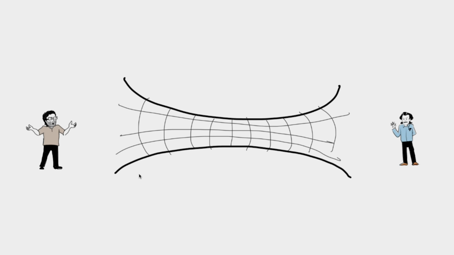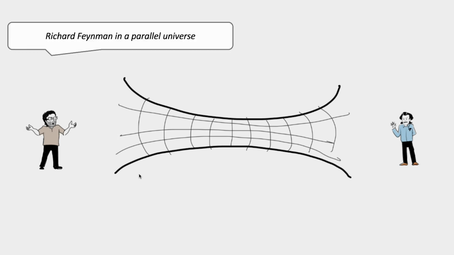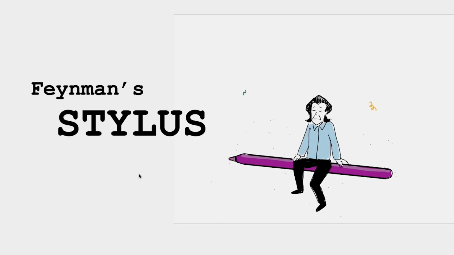Alright, so in this design fiction talk, we ask: what if there existed a parallel universe where Richard Feynman would recreate or reinvent these diagrams, but with powerful computational tools and an AI assistant? How would the process look? How would this diagram look? And to share and clarify our vision, we will share the story of Feynman's Stylus.